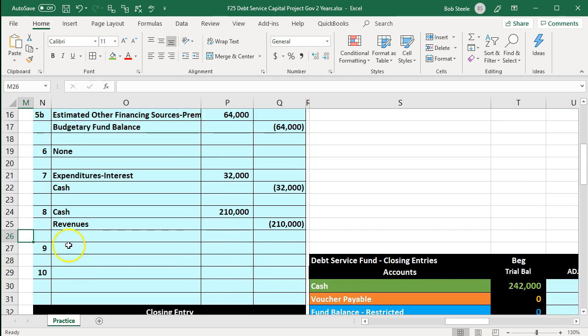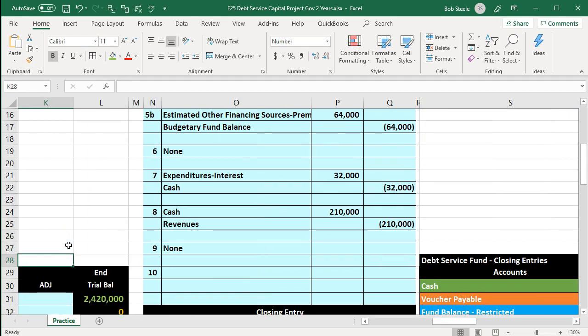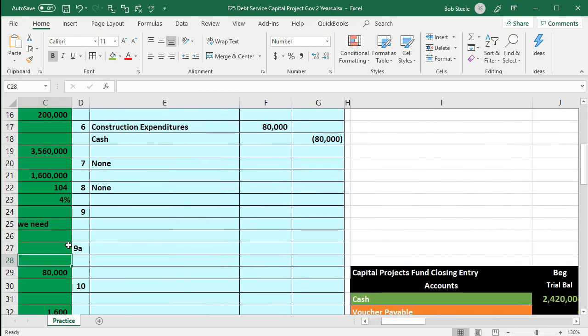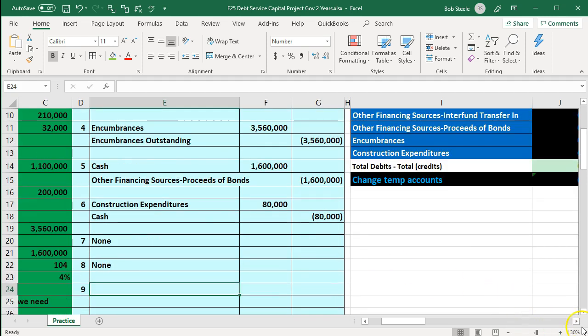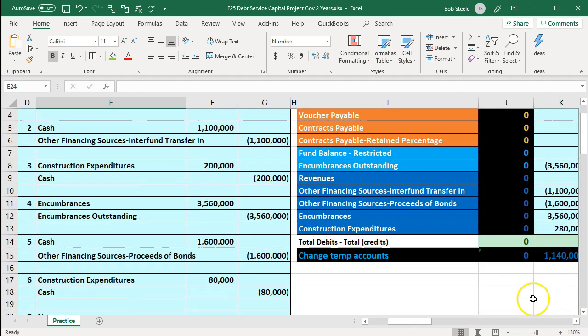So let's scroll over and pick up the information. We're in the debt service fund. We're going to say none. Nothing's happening here. Nothing to see here. And then we're going to go to the left and go to number 9 in the capital projects fund. Within the capital projects fund, we need to reverse the encumbrance.